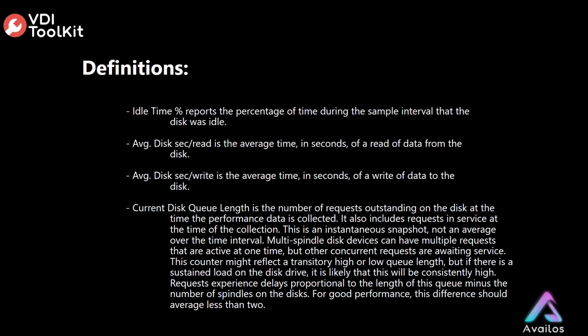Multiple spindle disk devices can have multiple requests that are active at one time, but other concurrent requests are awaiting service. The counter might reflect a transitory high or low queue length, but if there is a sustained load on the disk drive, it is likely that this will constantly be high. Requests experience delay proportional to the length of the queue minus the number of spindles on the disk. For good performance, this difference should average less than 2.